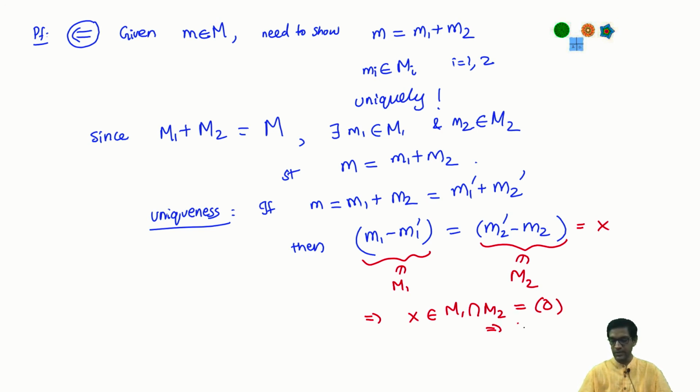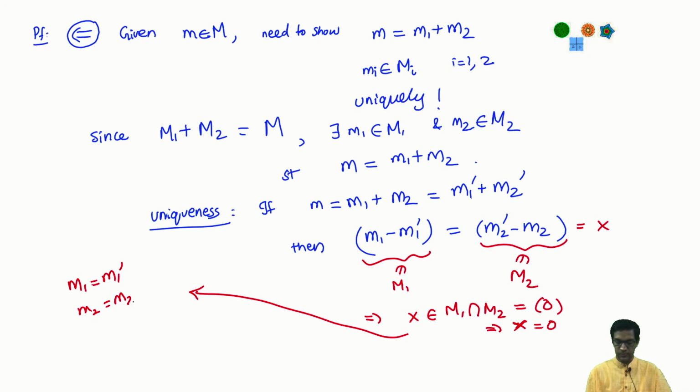So this means x is 0, and x is 0 automatically means that these two are equal to each other, right? So what is the conclusion from here? It's completed. This means that m1 equals m1 dash, m2 equals m2 dash. So that completes the verification of the converse. The other direction is similar, so let me just leave this as an exercise.